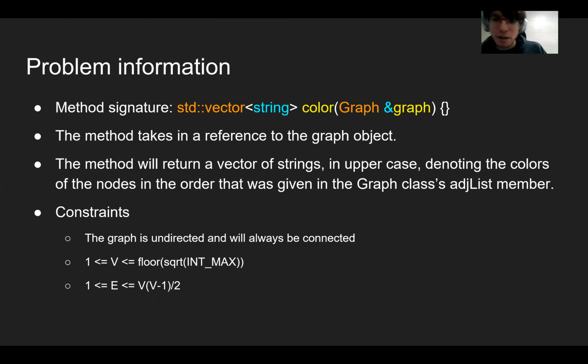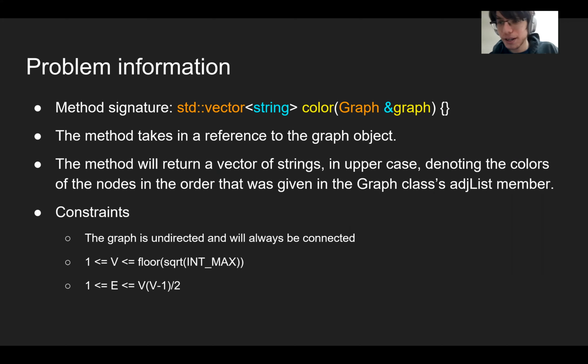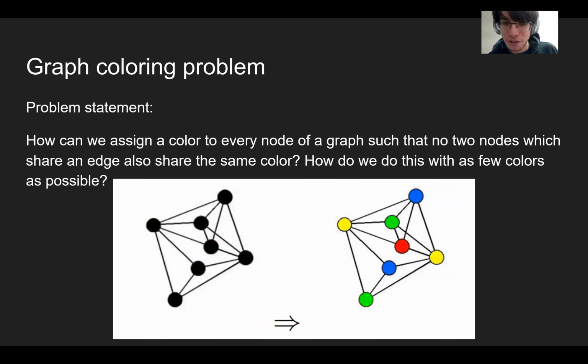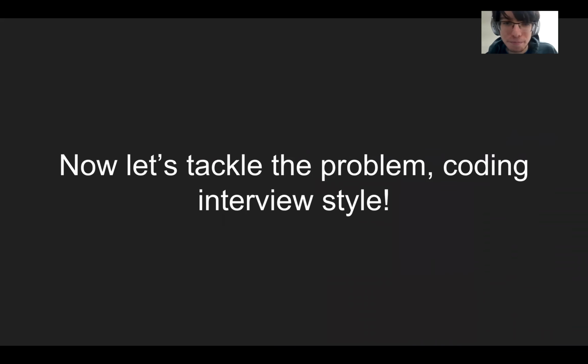Maybe you can think about how we would approach this greedily, and how we would approach this problem in general. So let's tackle the problem coding interview style. If I give you this problem and say, color the vertices, so choose a color for each vertex such that none of its neighbors have the same color. If I choose blue, none of its neighbors can be blue. And if I choose yellow here, none of its neighbors can be yellow. But how are we going to choose them? What's the best way to choose them?